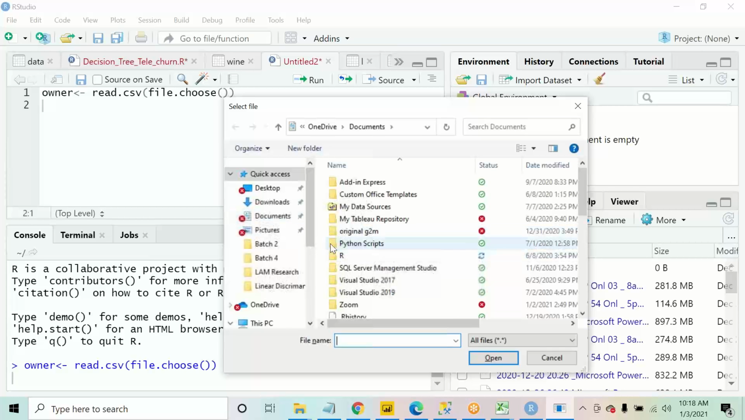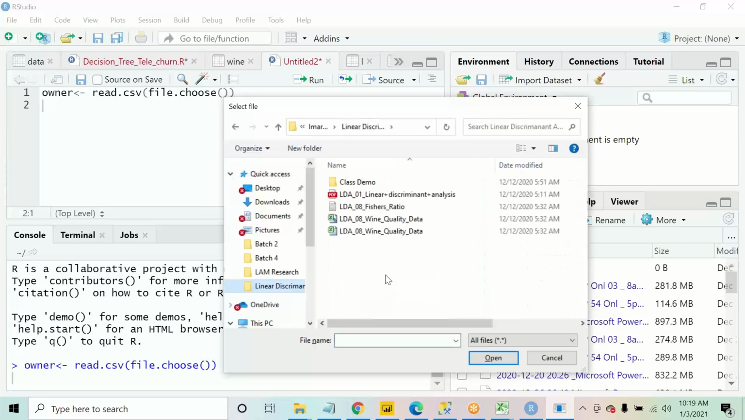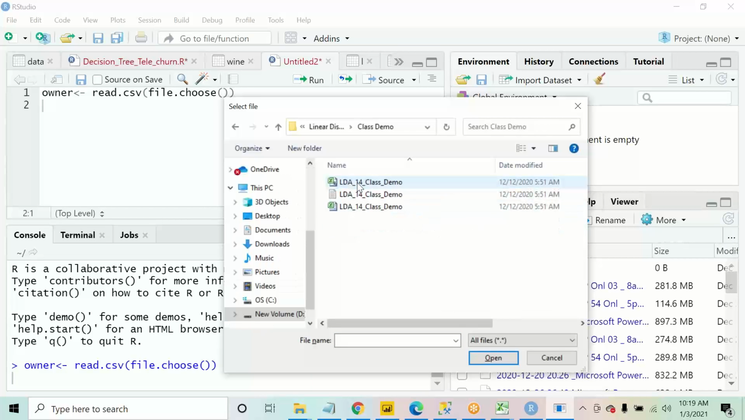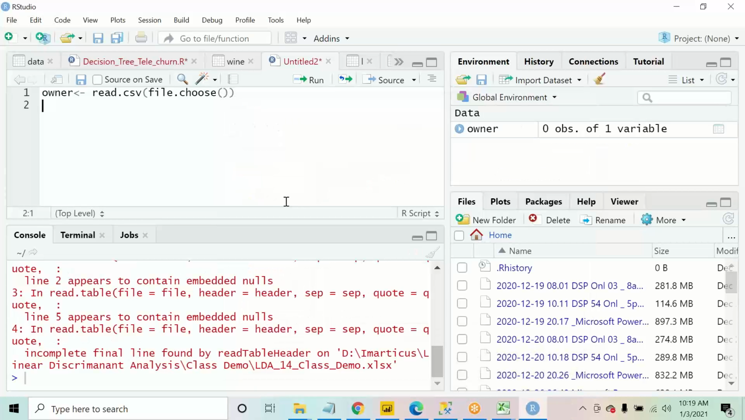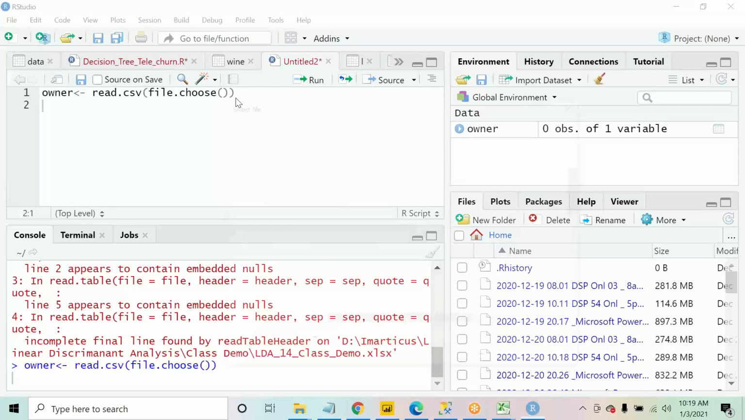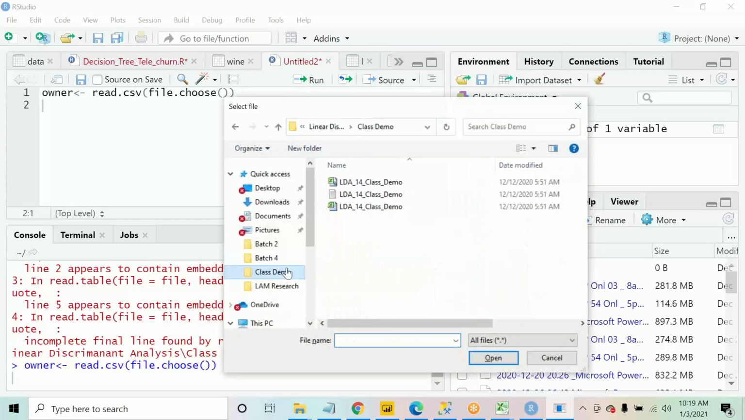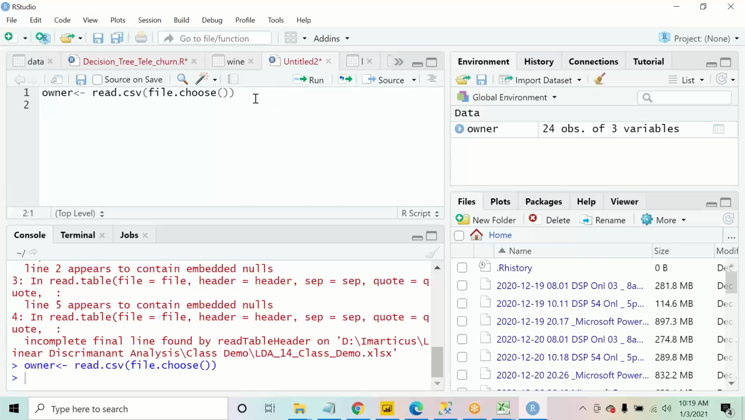Okay. So when you run this command, what will happen is it will right away give you the option to navigate where you can select your file, right? So I would like to choose my file over here, that is this class demo. Okay. So if I open it up, oops, this is not the file. Okay. So the data is loaded.